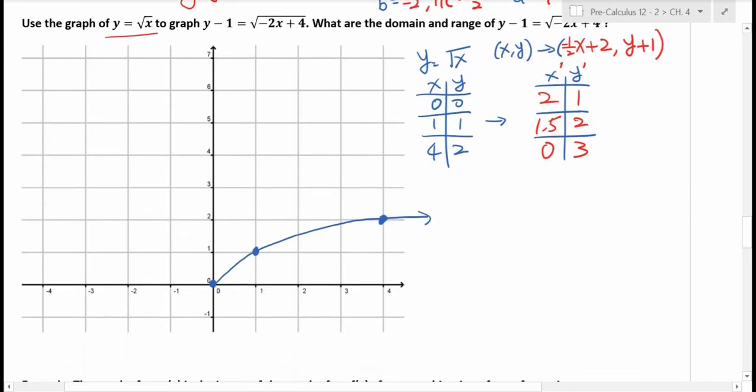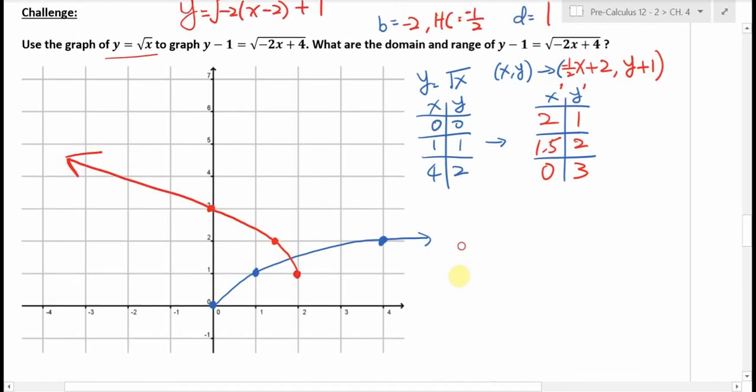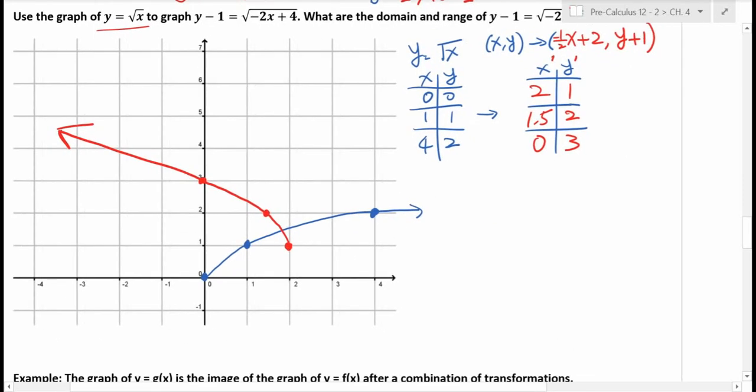Now, 2 comma 1 is right here. 1.5 and 2 is here. 0, 3 is here. There's my graph. Okay. And what are the domain and range for this new graph? Well, the domain is going to be x has to be less than or equal to 2, because it's on the left side of that. And the range will have to be greater than or equal to 1. Okay, so that's the new domain and range.